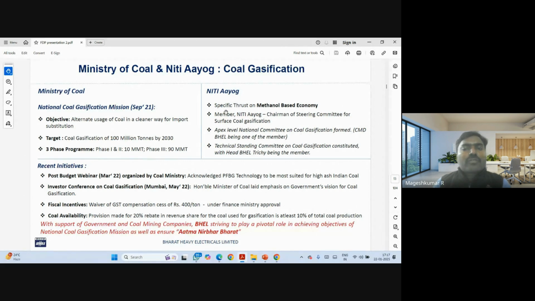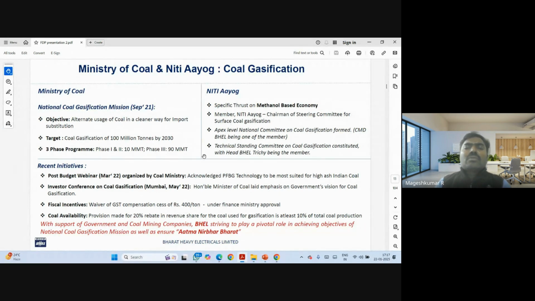What Niti Aayog offers is a thrust on a methanol-based economy. Methanol would be produced from coal gasification. That would be blended with our normal crude oil fuel and used. In this way, we could reduce our import bill, as well as reduce CO2 emissions by capturing techniques during the process.